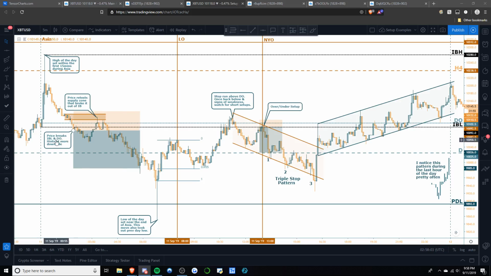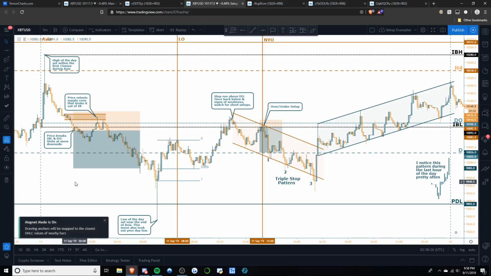And you can see here, price breaks initial balance low and daily open. It hints at more downside. So after we're closing below the initial balance low and the daily open, you can expect more downside throughout the day. Not always the case, but just a general rule and idea, something that you can think about. And this setup here is based off of the initial balance strategy that I'm working on.